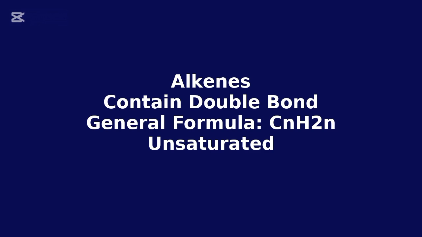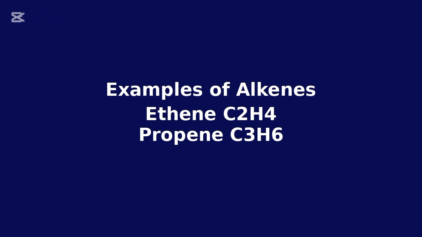Alkenes, they have double bonds. They have a general formula CnH2n. They are also called unsaturated compounds. Examples of alkenes, we have ethene, propene.